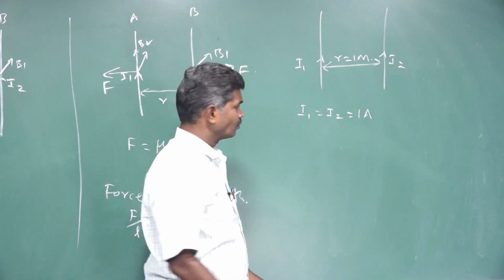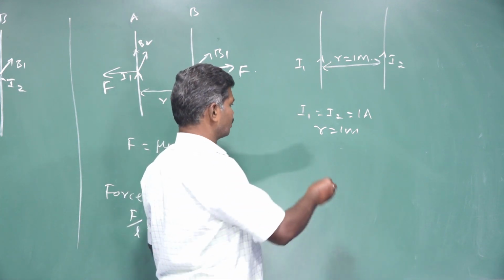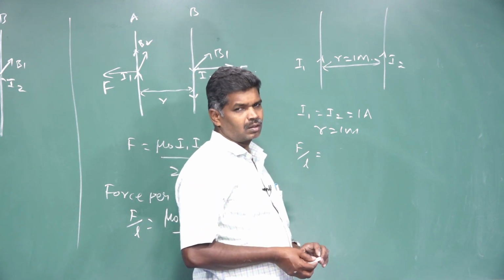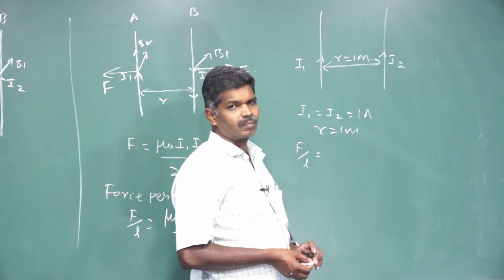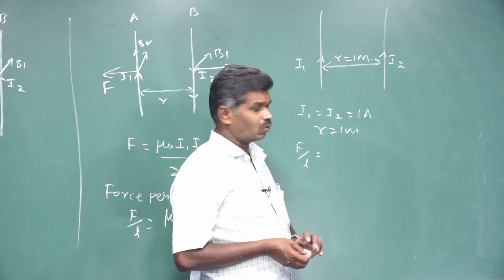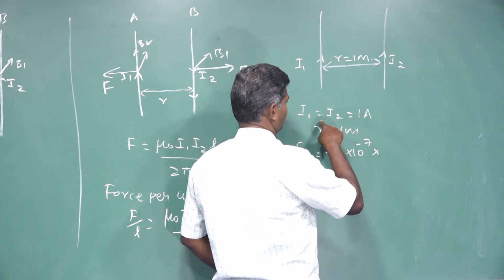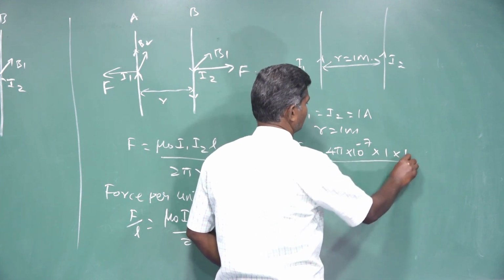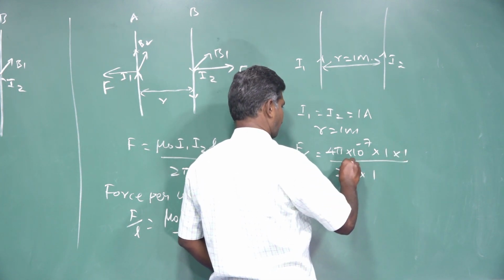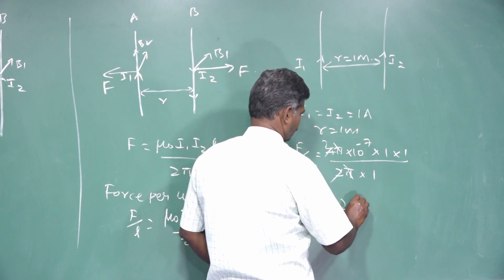If you substitute r equal to 1 meter, and I1 and I2 equal to 1 ampere, what about the force per unit length? F by L equals, we know that mu naught is a factor called the permeability of free space or air or vacuum, which has a certain value: 4 pi into 10 to the power minus 7. I1 and I2 are 1 into 1, and the distance is 1 meter, so the denominator is 2 pi into 1. Substituting, pi and pi cancel, and we simplify that F by L is equal to 2 into 10 to the power minus 7.